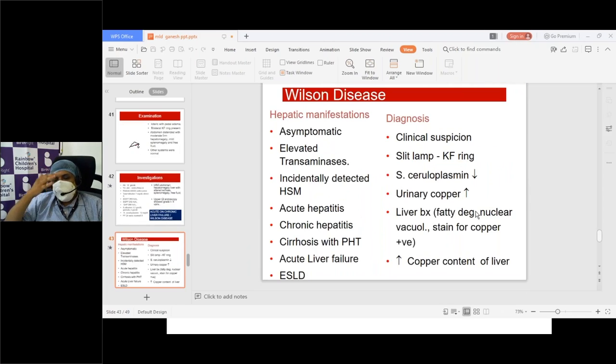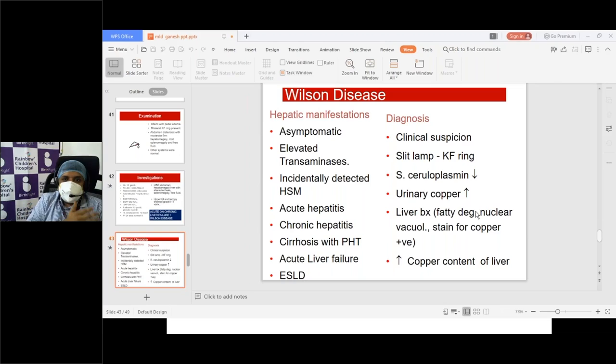So with regards to the manifestations, Wilson disease can be asymptomatic, it can present only with elevated serum transaminases, or in the routine OPD it may be picked up only by hepatosplenomegaly. It can present either as an acute hepatitis, chronic hepatitis, fulminant hepatic failure, chronic liver disease, cirrhosis, or end-stage liver disease. So Wilson can present from anything, right from asymptomatic till cirrhosis with portal hypertension, and it can present into any department.